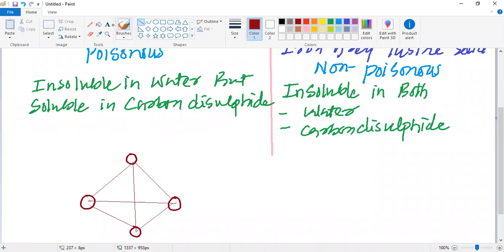This is white phosphorus. White phosphorus has this angle, and this angle is 60° for our white phosphorus. Please remember that for white phosphorus, this angle is 60°. These all are P.